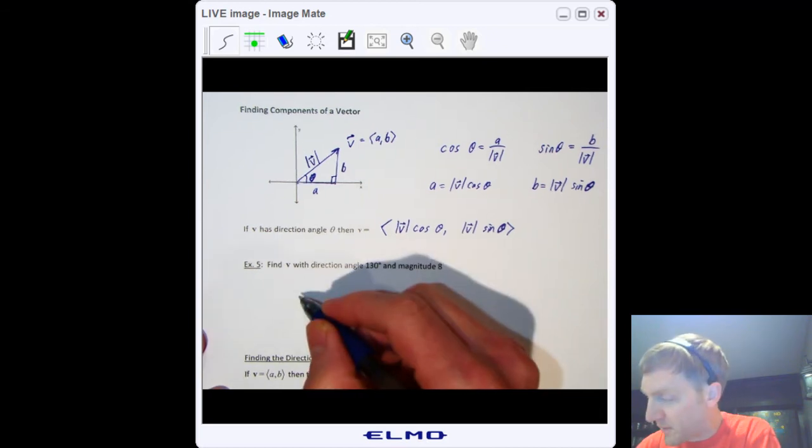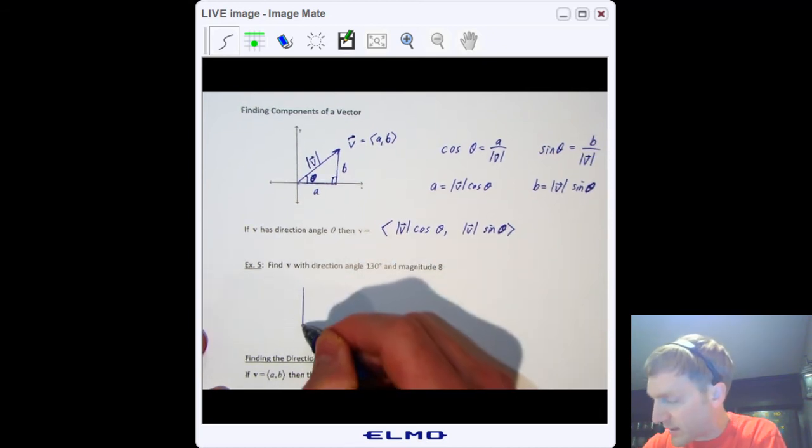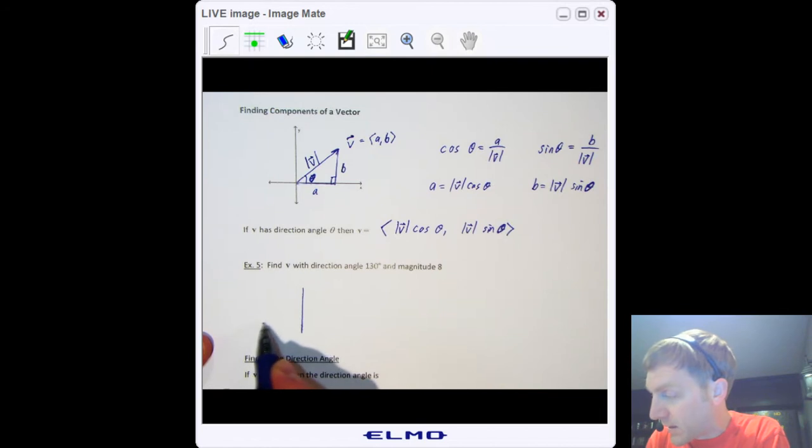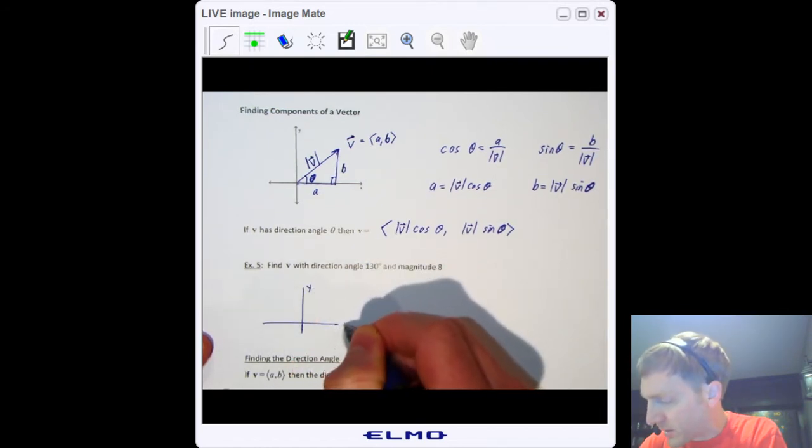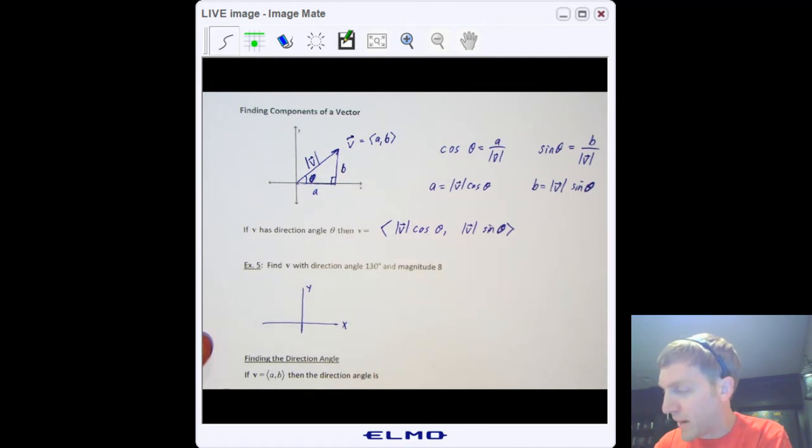First off, let's draw the vector. I think it's always a good idea to draw the vector and visualize, so you can see what quadrant it's in, and you can see should it be more in the x direction, more in the y direction. Make sure your answer always matches up.